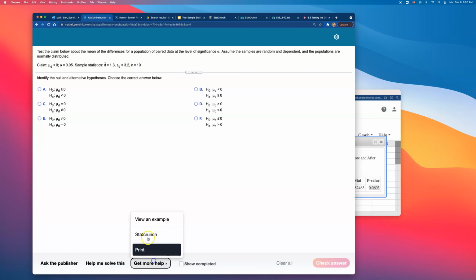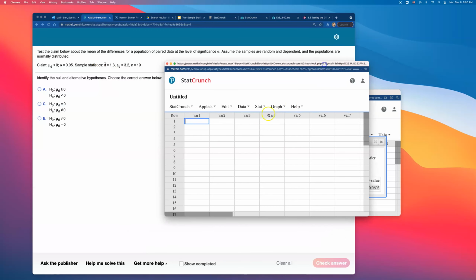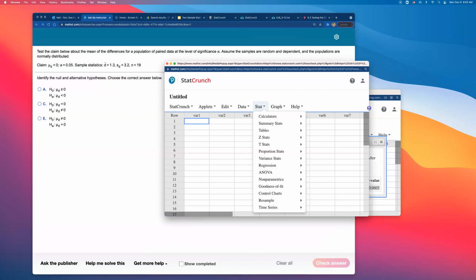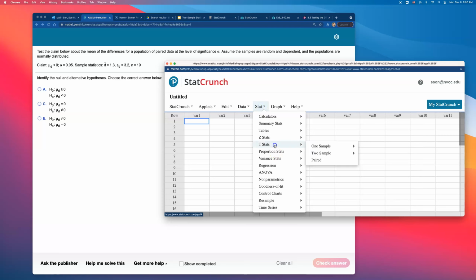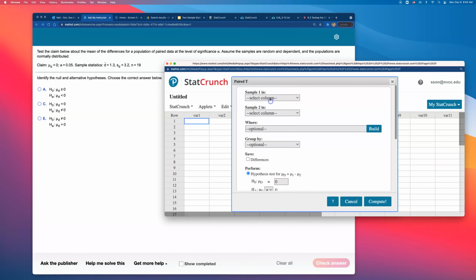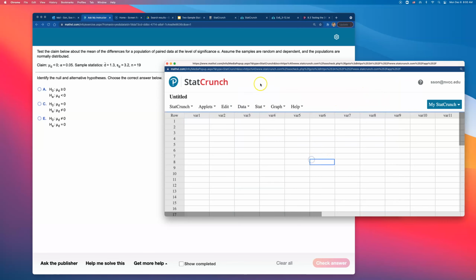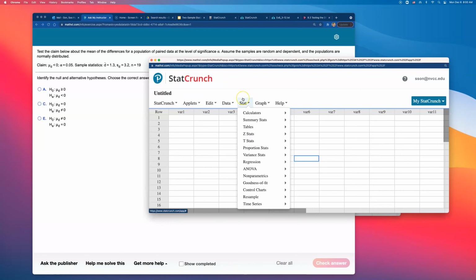So, I've been usually doing this using the paired option. But if you want to use the paired in StatCrunch, I'll show you real quick. It's going to automatically assume that we have data. If you click on Stat, T Stat, Paired, that's the right test that we should be using, it's just that we don't know the original sample. So we're going to have to use a slightly different method.